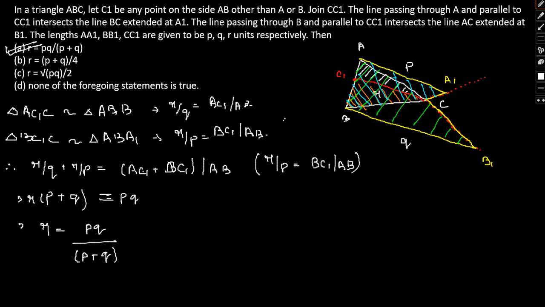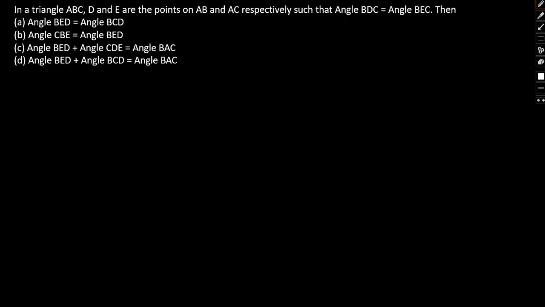Having said that, let's move on to the next question, question number 2. In triangle ABC, D and E are points on AB and AC respectively, such that angle BDC equals angle BEC. Then we need to find the relation between a few angles. Let's draw the triangle ABC first.